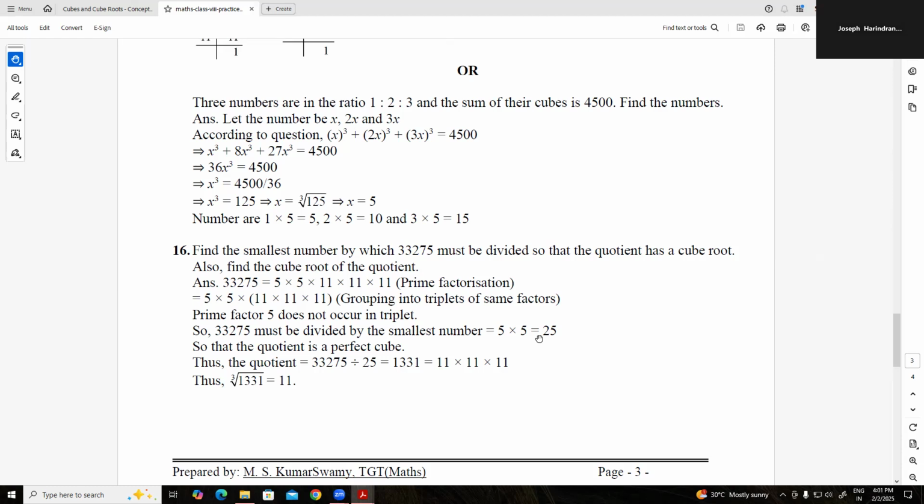And for the perfect cube and the cube root of this number, we will be getting 1331 on division. You check the division here, which is 11 into 11 into 11. And the cube root of this number is 11.